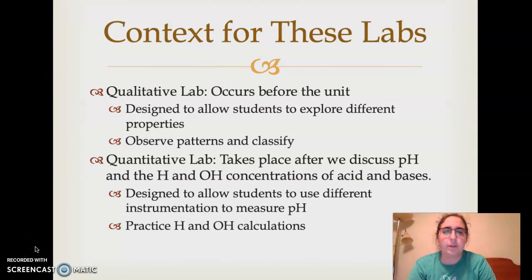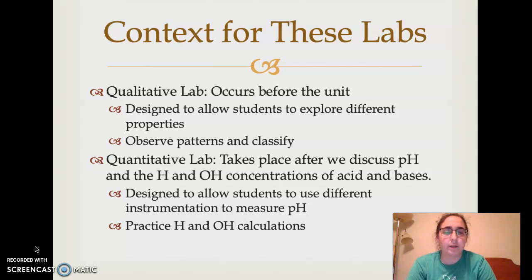The context for these labs: they both occur in my acids and base unit at different points. So the qualitative lab occurs at the beginning of the unit, before we've discussed anything. It's just to allow them to explore some different household items to see what qualitative properties they have in common. So they're going to be looking for patterns and trying to classify things as acids or bases based on those patterns.